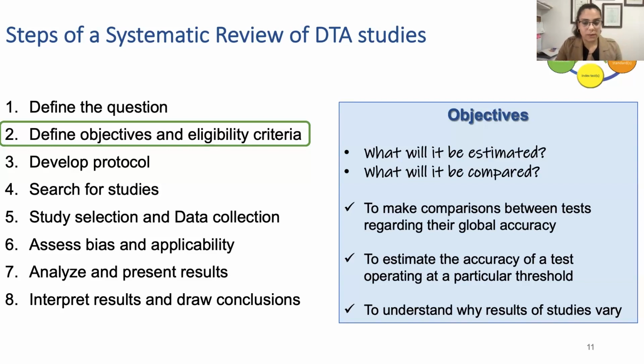Now, as objectives, we may separate this into a primary objective and a secondary objective. So the primary objective is usually to assess the accuracy of the index test for the diagnosis of the disease in the specific population of interest. And as a secondary objective, we may want to explore the differences in the accuracy of the test between subgroups or variations of the index tests, let's say different thresholds or different manufacturers of the test, and so on.